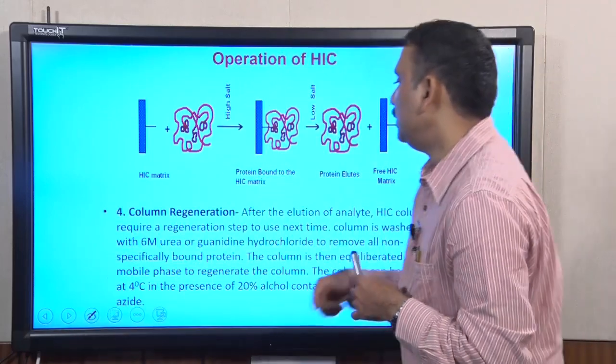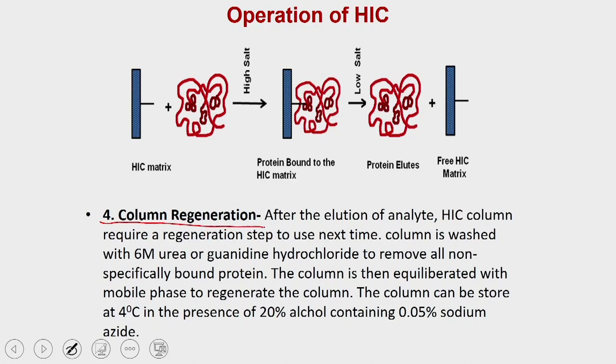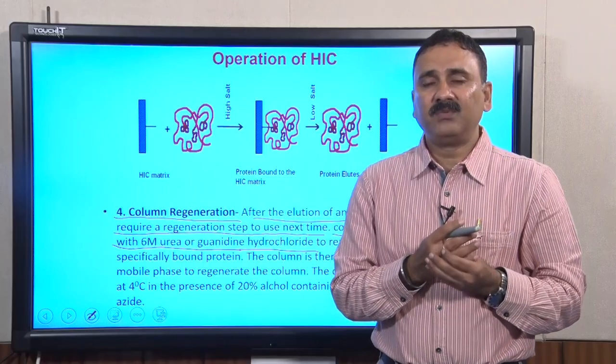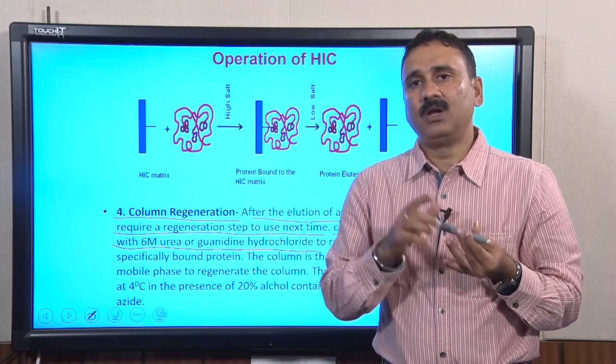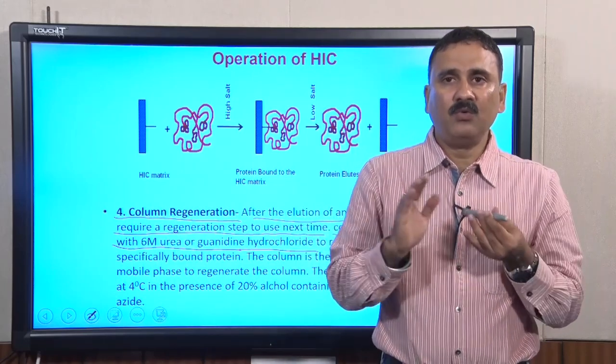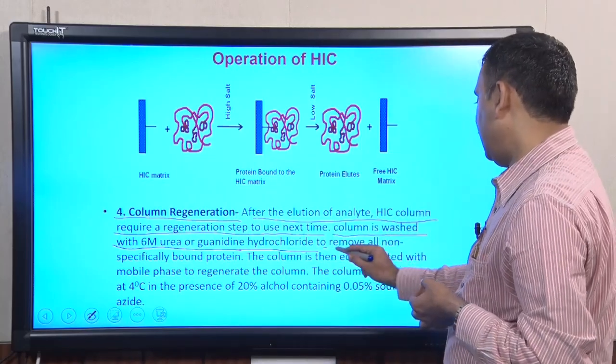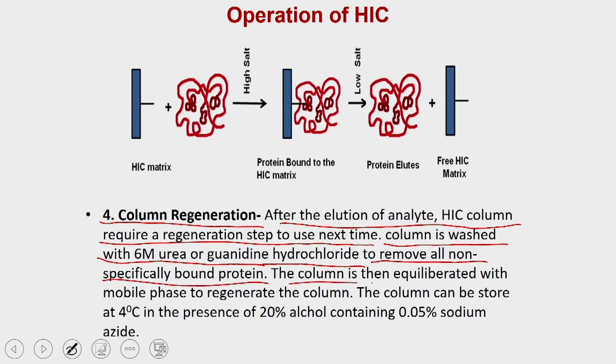Now, once your elution is over, you have to do a column regeneration because you have to reuse this column. So, after the elution of the analyte, the HIC column requires a regeneration step to use it for the next time. The column is washed with 6 molar urea or guanidinium hydrochloride. This 6 molar urea or guanidinium hydrochloride is going to denature all the proteins, and it is going to remove the non-specifically bound protein on the beads, as well as all the proteins which are bound to the ligand. The column is then equilibrated with the mobile phase to regenerate the column. The column can be stored at 4 degrees in the presence of 20% alcohol containing sodium azide.